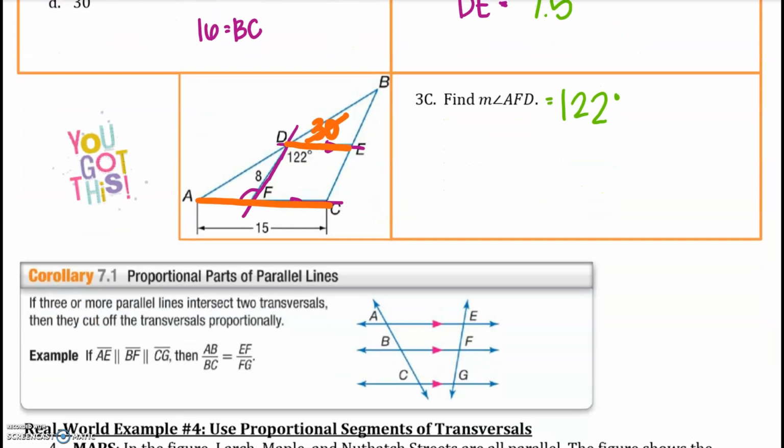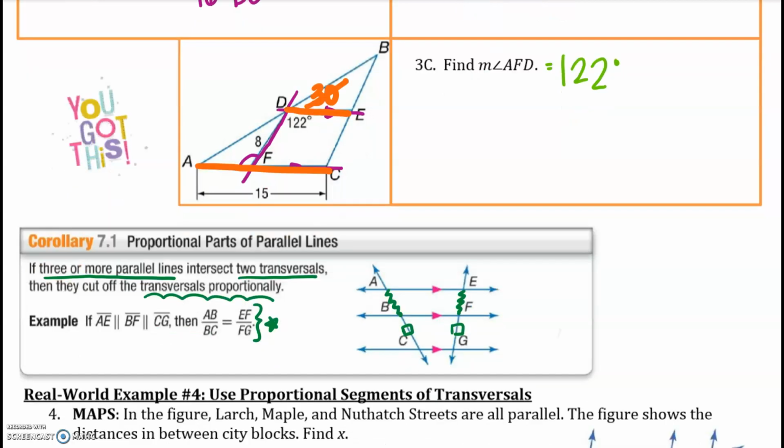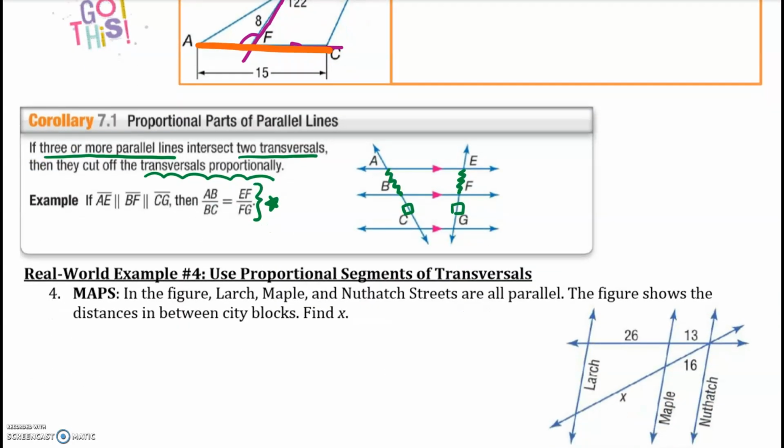All right, proportional parts of our parallel lines. So now I have 3 or more parallel lines. Notice the 3 parallel lines, 2 transversals that cut it. They cut the transversal proportionally. So I can say AB over EF equals BC over FG. I can also set up my proportion the way that they did. It will work either way, just keep it consistent.